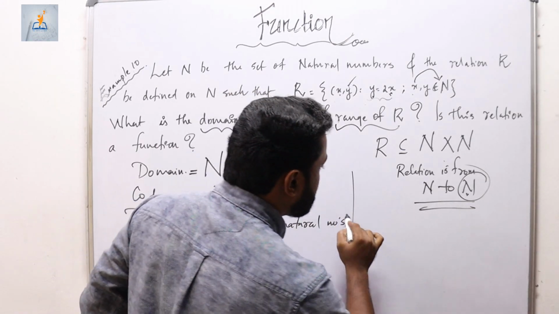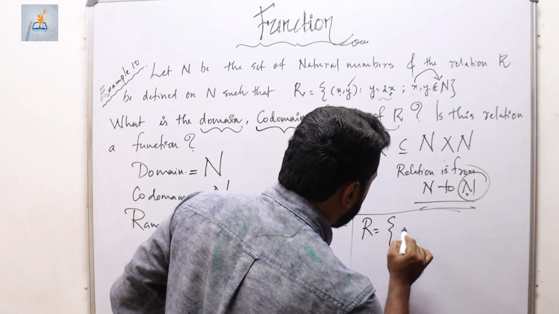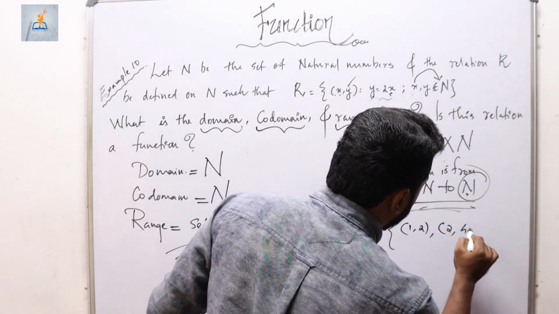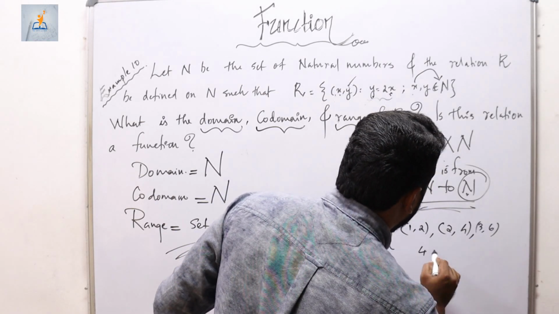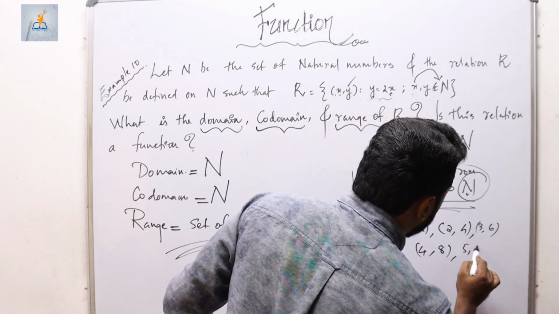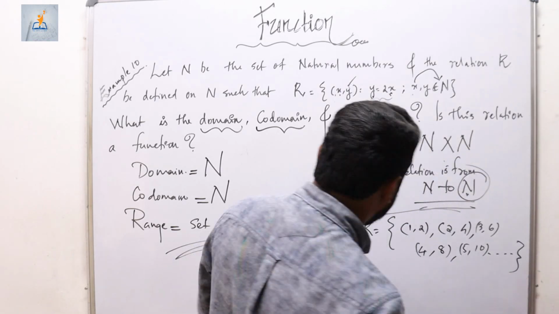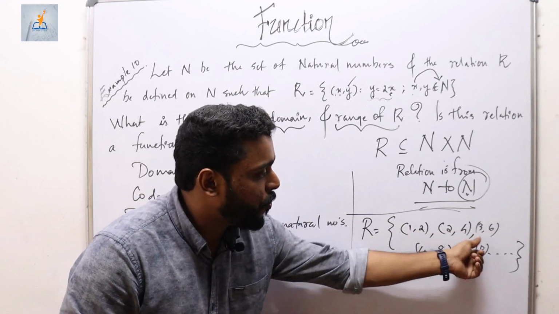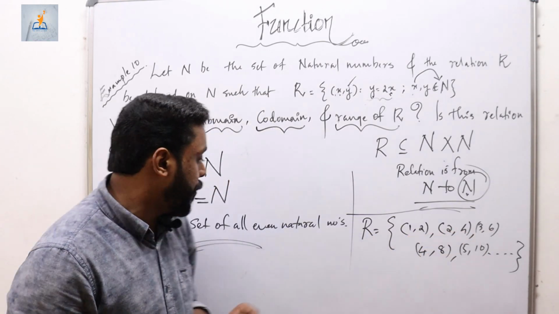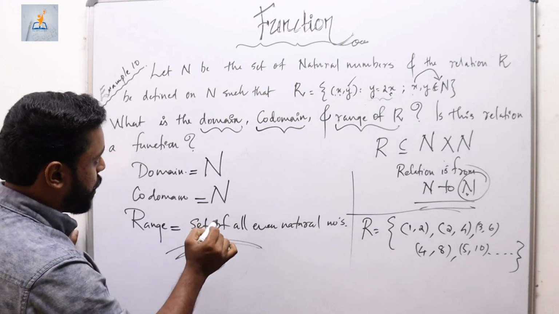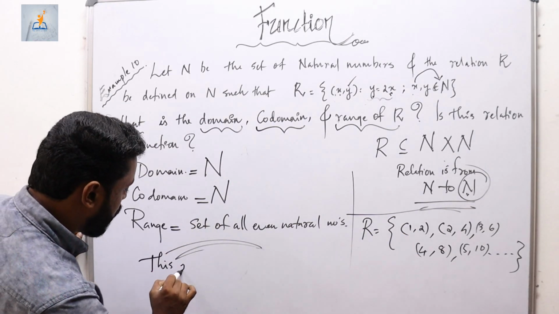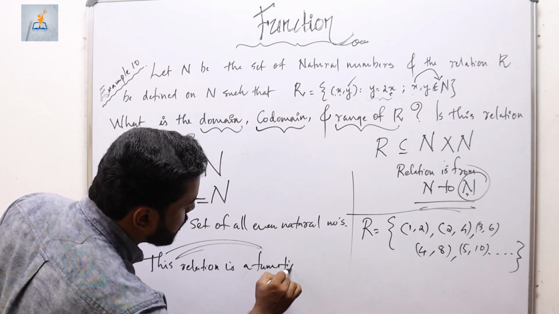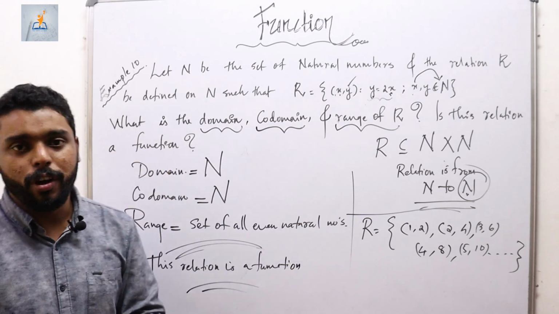If we list this relation, R will be of the roster form. When we substitute 1, y will be 2. When we substitute 2, y will be 4; 3, 6; 4, 8; 5, 10; etc. So this is our relation, and you can see that no two ordered pairs have the same first element. Every first element is different. Therefore, this relation is a function. So that is the end of example number 10 of your textbook.